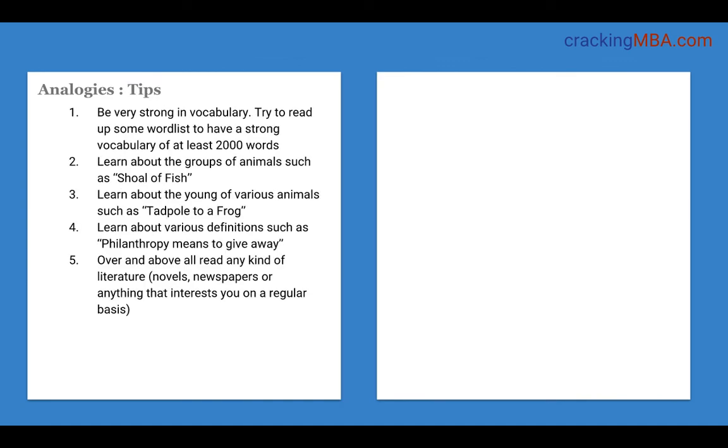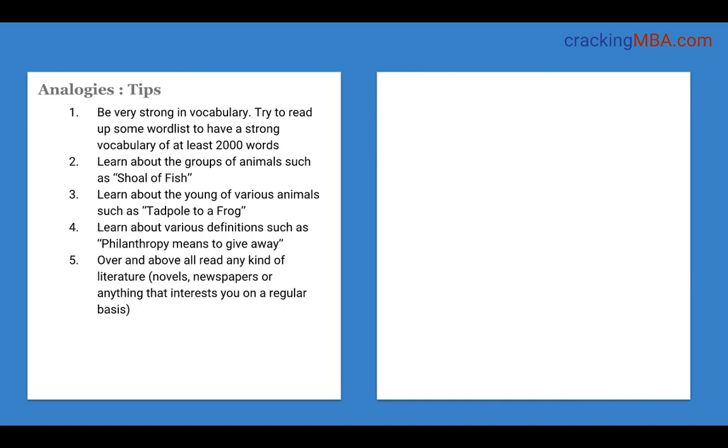So there are many other kinds of relationships, but you should be able to use this as a baseline so far and identify the relationship and look at the options. Some of the common tips for analogies are you should be very strong in vocabulary. For example, the options where we said magnanimous and kind, or philanthropy and altruism. These are all words which require you to know their meanings. So vocabulary has to be very strong.